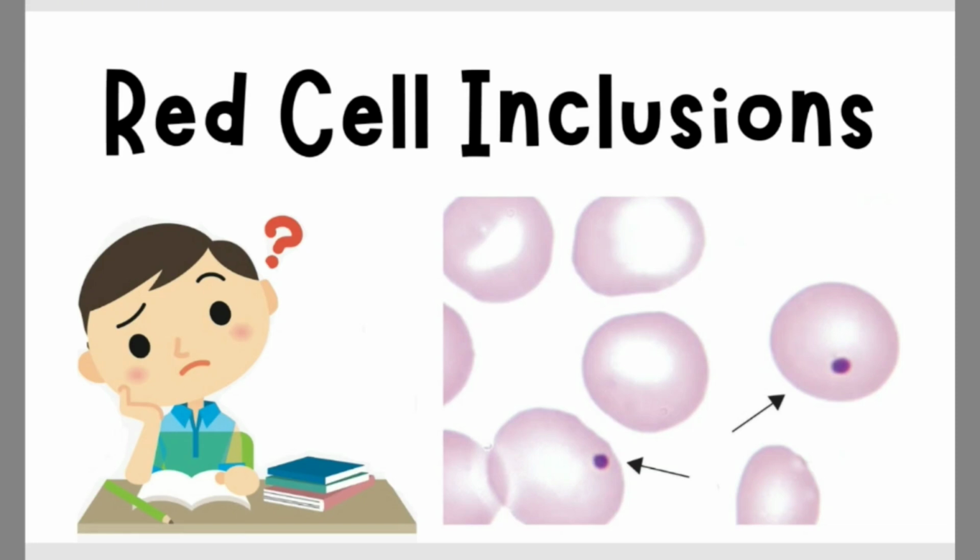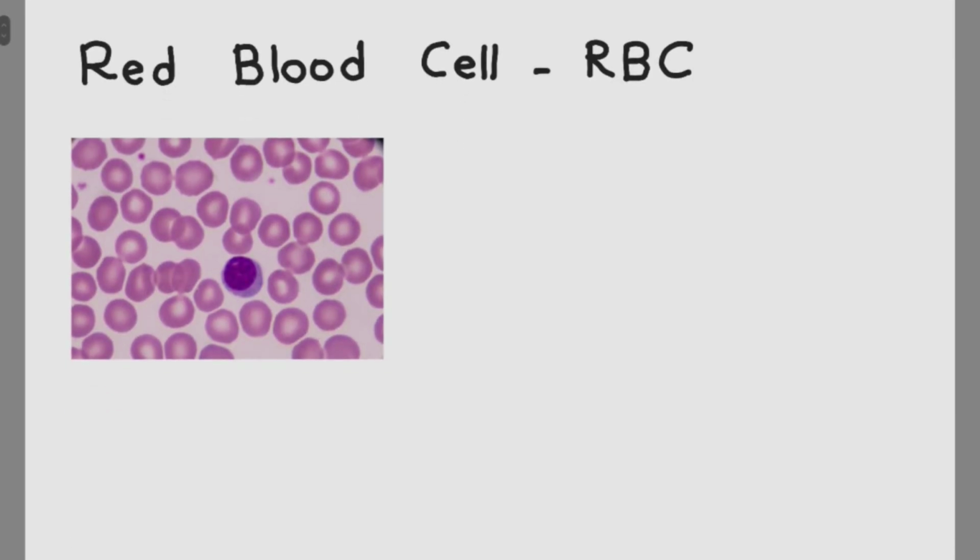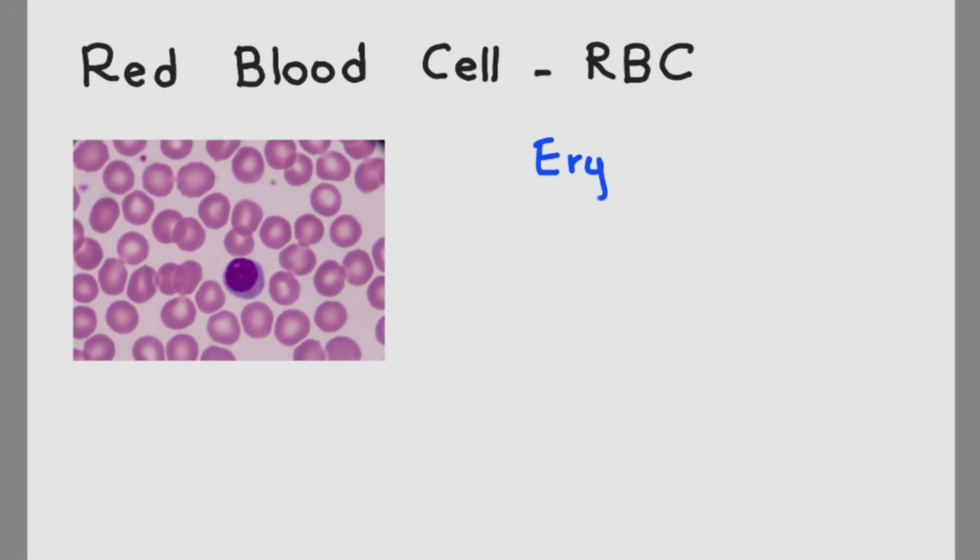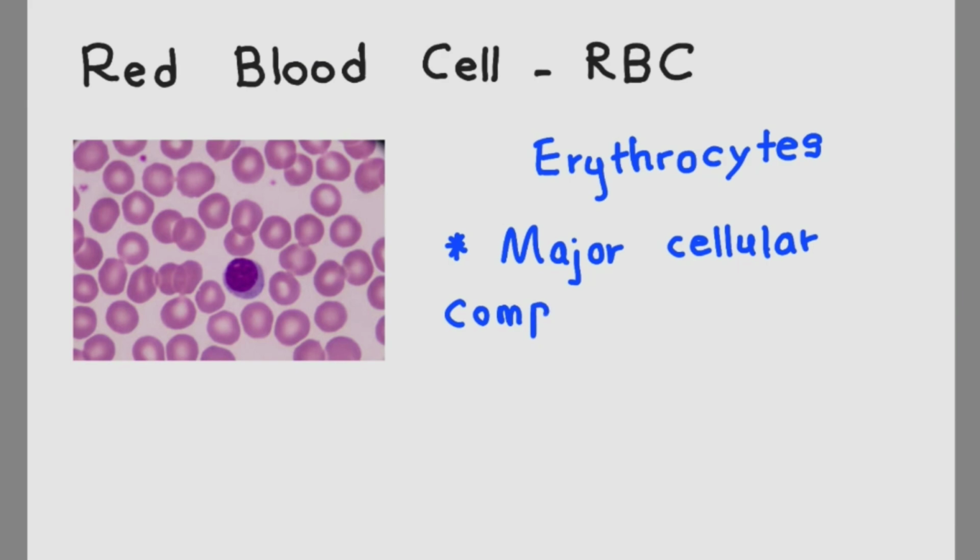Today we are going to talk about red cell inclusions. But before we dive into the topic, let's talk about red blood cells. Red blood cells, in short form RBC or erythrocytes, are the main cells in blood.